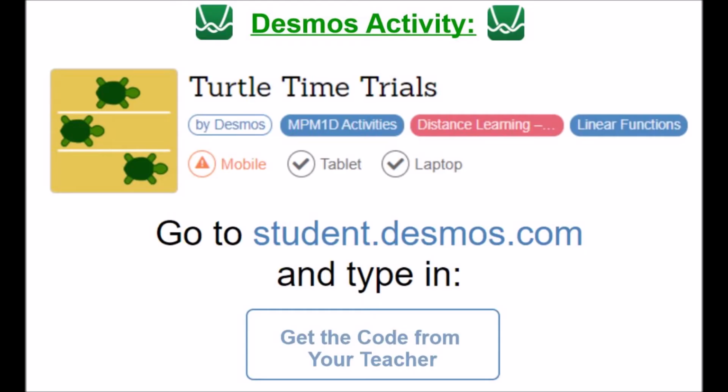Hopefully you read the instructions and did the Desmos activity already, Turtle Time Trials. It's a cool little activity just to get you thinking about more relationships and data. This one in particular is distance versus time, how far the turtles run versus a certain amount of time, and it relates to their speed. So if you haven't done that, pause the video and go back and try this fun activity first on Desmos, and then come back here.